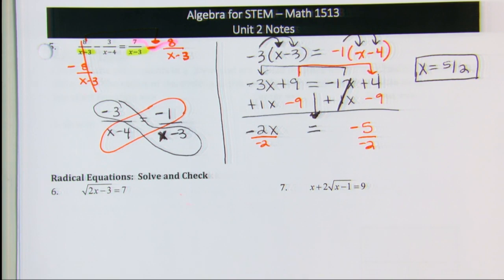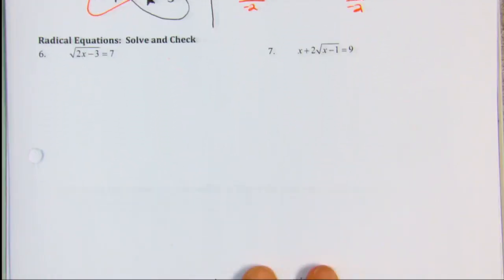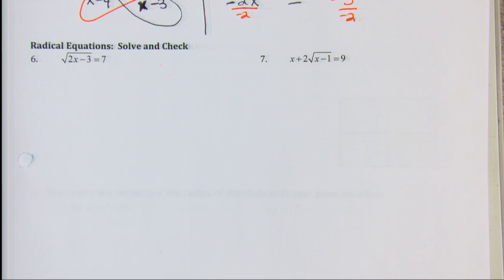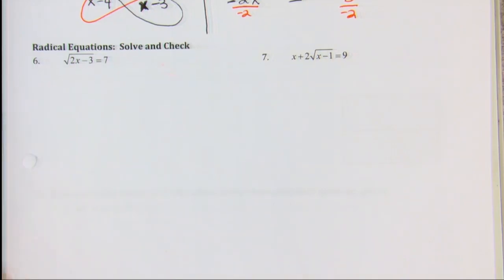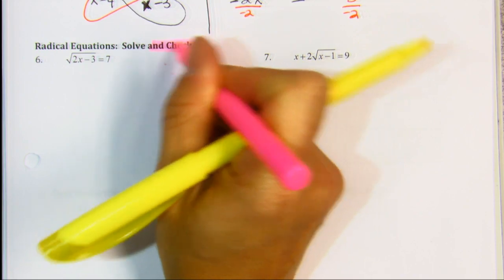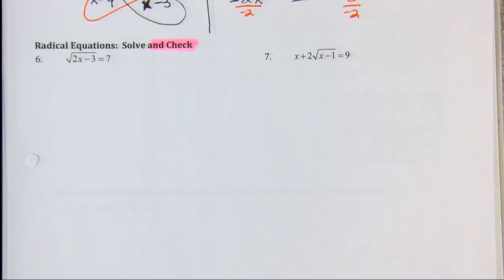We have two more different types of equations that you'll see in algebra. One is radical equations, and the other would be rational equations that have rational exponents. But let's do our radical equations first. So on these radical equations, notice it says solve and check. Sometimes I forget to check too, but you have to check these. It's required because sometimes you'll solve and a solution doesn't really work. It's called an extraneous solution, which means it wasn't a real answer.